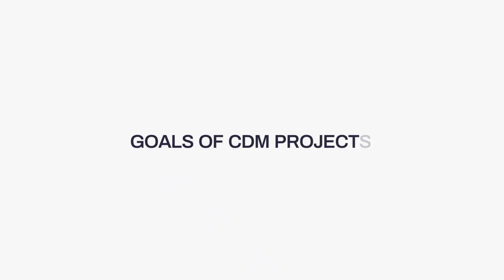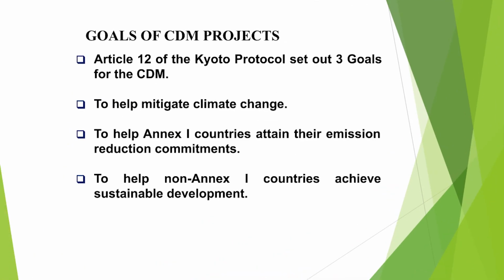Now, what are the goals of CDM projects? Article 12 of the Kyoto Protocol set out 3 goals for the CDM: to help mitigate climate change, to help Annex 1 countries attain their emission reduction commitments, and to help non-Annex 1 countries achieve sustainable development.